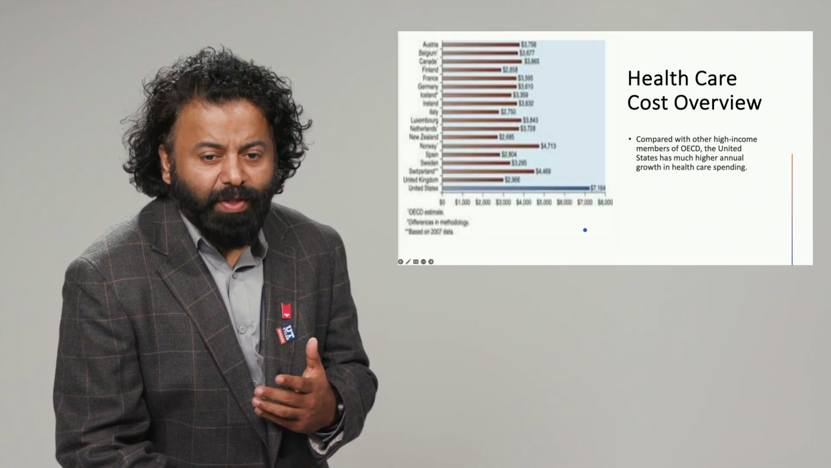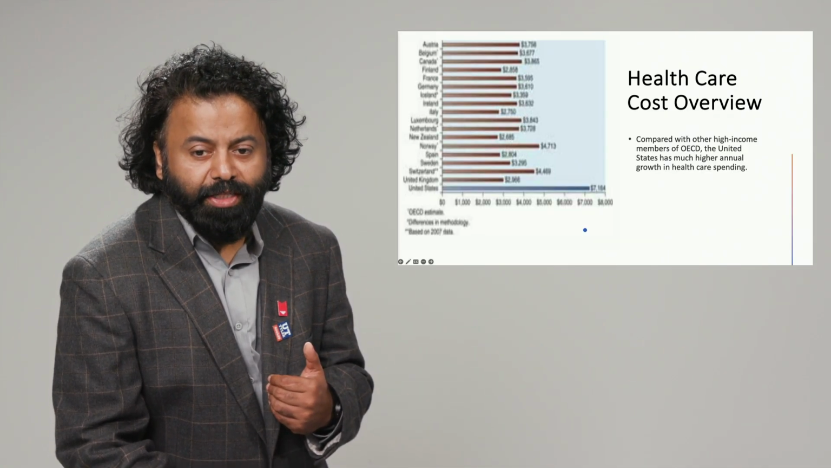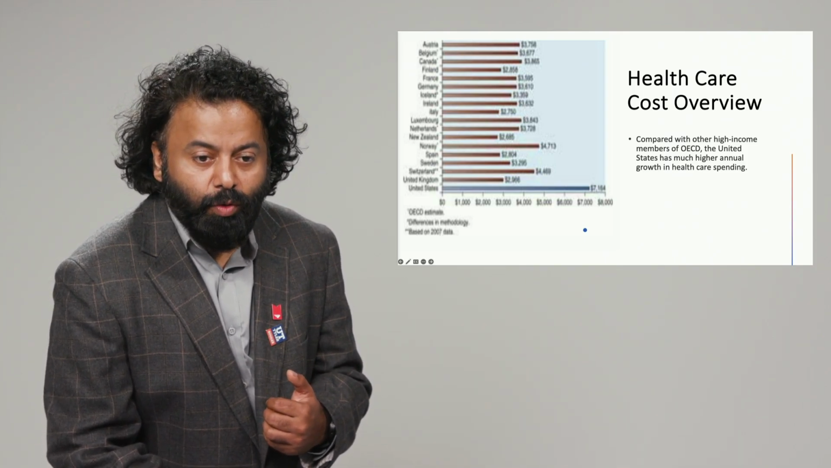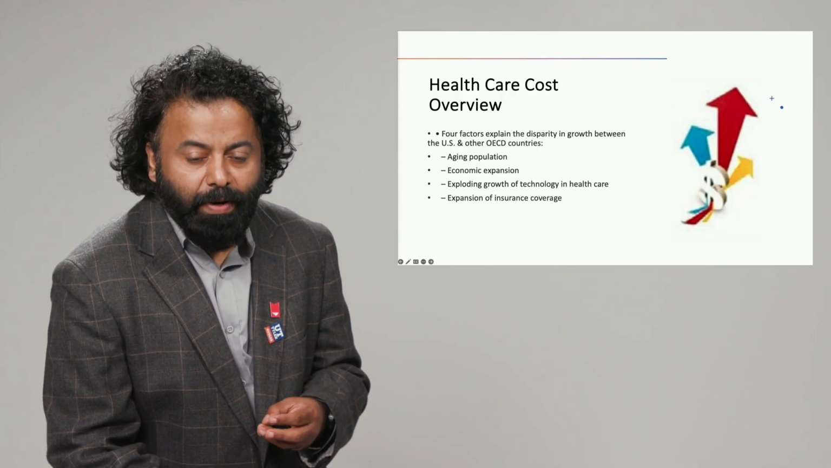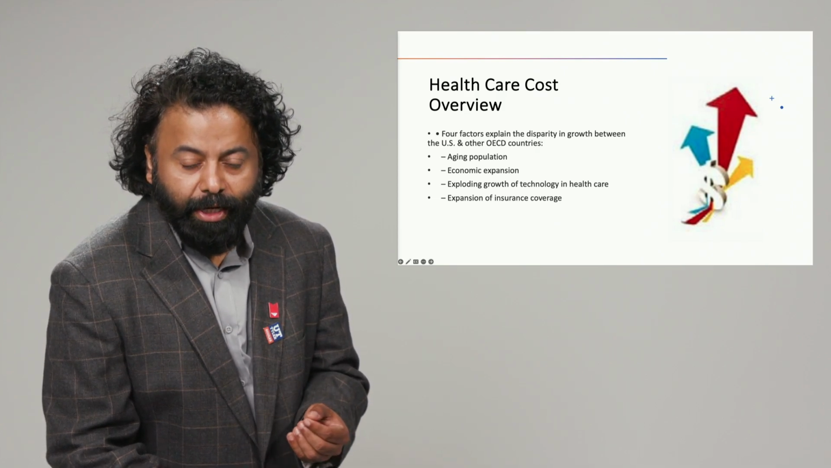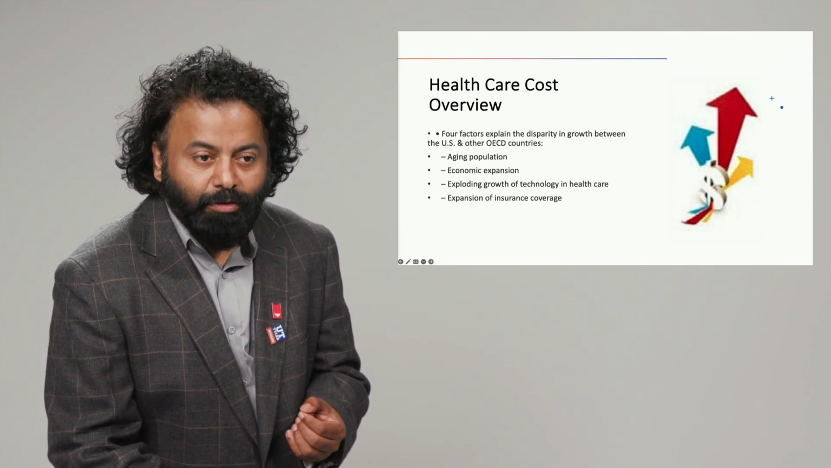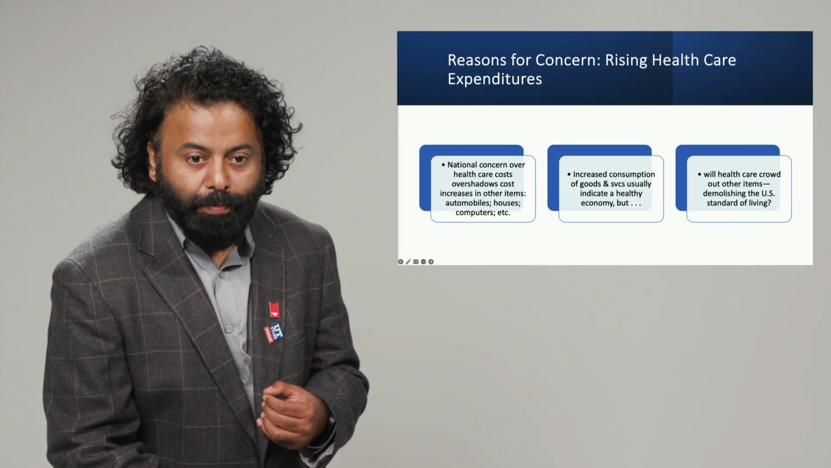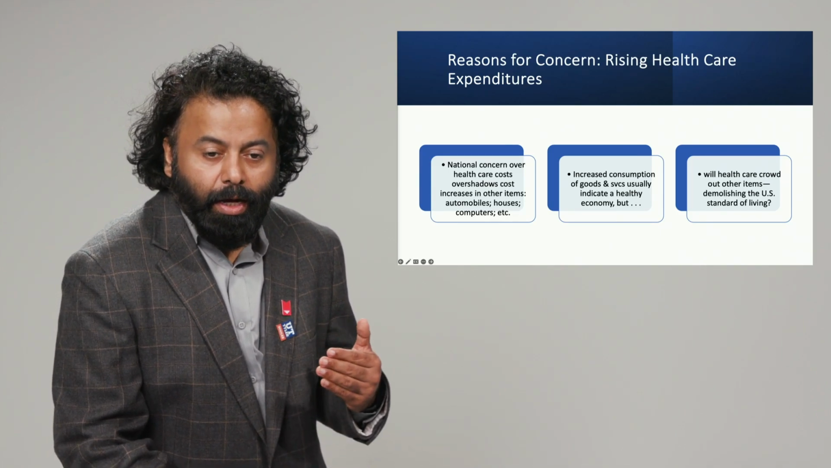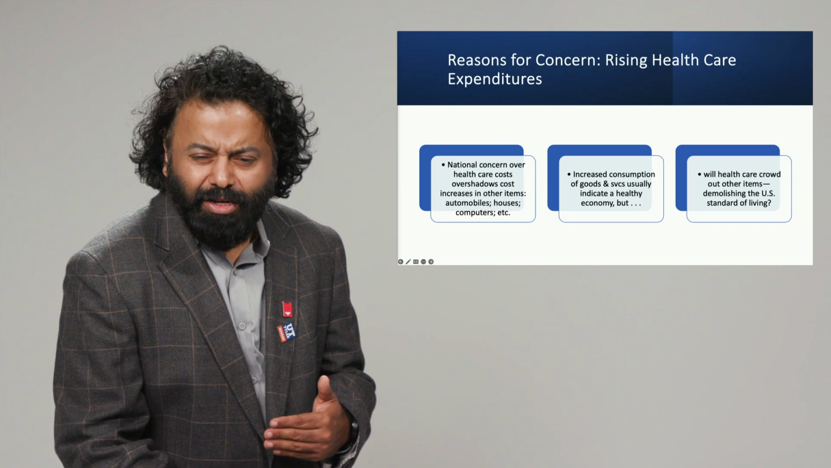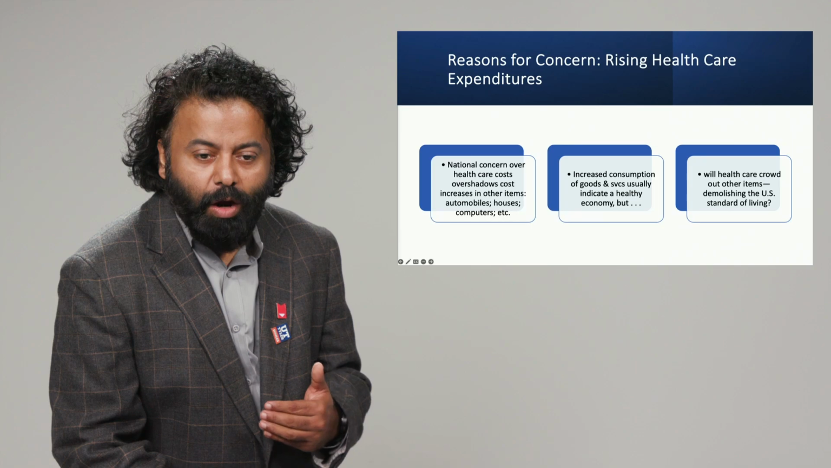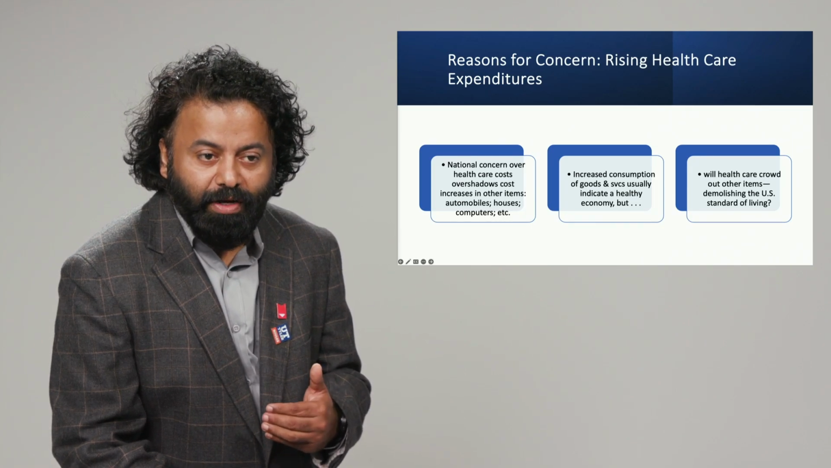Compared with other high-income members of the Organization for Economic Cooperation and Development, the United States has much higher annual growth in healthcare spending. Four factors explain the growth disparity between the United States and other OECD countries: aging population, robust economic expansion, rapid technological advancement in healthcare, and expanded insurance coverage. Rising healthcare costs are a bigger worry than increases in other expenses like cars, houses, computers, leisure activities, and entertainment. Normally, higher consumption of these goods signals a strong economy. Now the question is, will healthcare crowd out other items, demolishing the US standard of living?